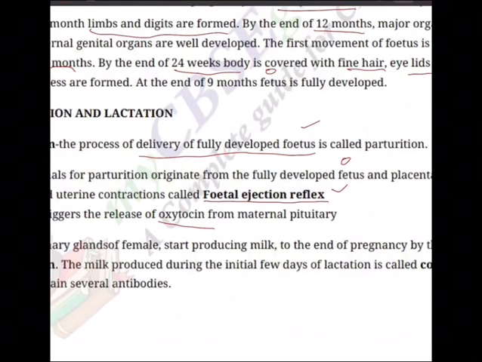So oxytocin relaxes. The mammary glands of the female start producing milk toward the end of the pregnancy by a process of lactation, milk production. The milk produced during the initial few days of lactation is called colostrum, and that is very rich in antibodies. That's why it is a must that the babies should have the colostrum-mixed milk.